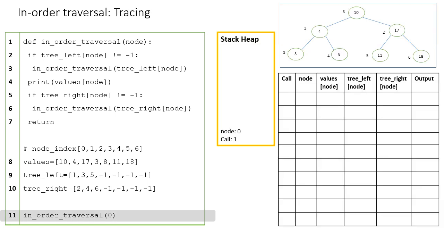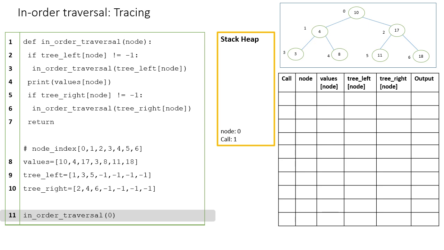We're going to trace the in-order tree traversal algorithm using the code presented here. On the top right hand corner you see the tree that we're going to trace, and you can see on lines 8, 9 and 10 a representation of that tree as three lists. You've got the list for the values of the nodes themselves, and then you've got the left and the right pointer lists to the nodes.